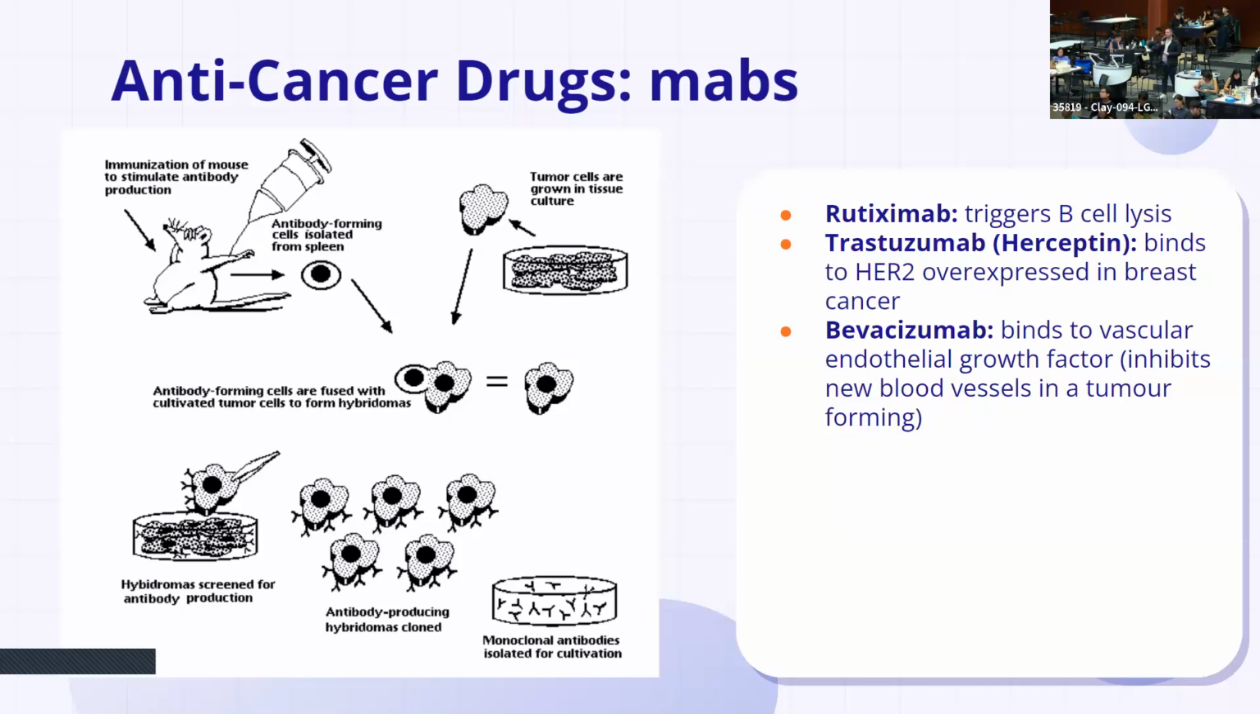Your rituximab triggers B-cell lysis. Your trastuzumab, which is Herceptin, binds to HER2, which is overexpressed in breast cancer. And then your bevacizumab binds to vascular endothelial growth factor, and as a result, it's going to stop angiogenesis, or the new formation of blood vessels, the new formation of vasculature within a tumor.